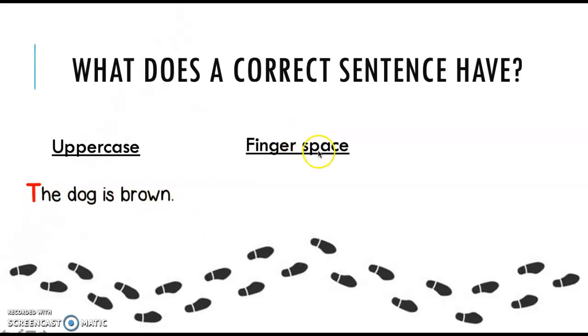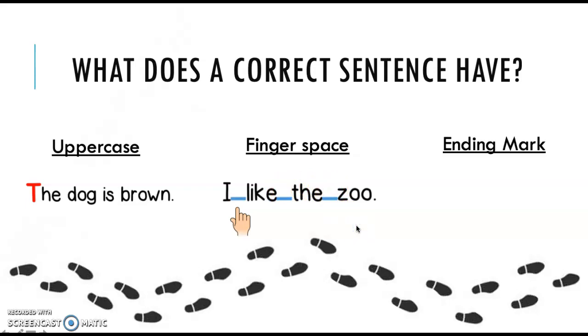A correct sentence also has finger spaces. We want to make sure we have spaces between our words so they don't all run on together. And the last thing is the ending mark. We need to make sure our sentence is complete with an ending mark.